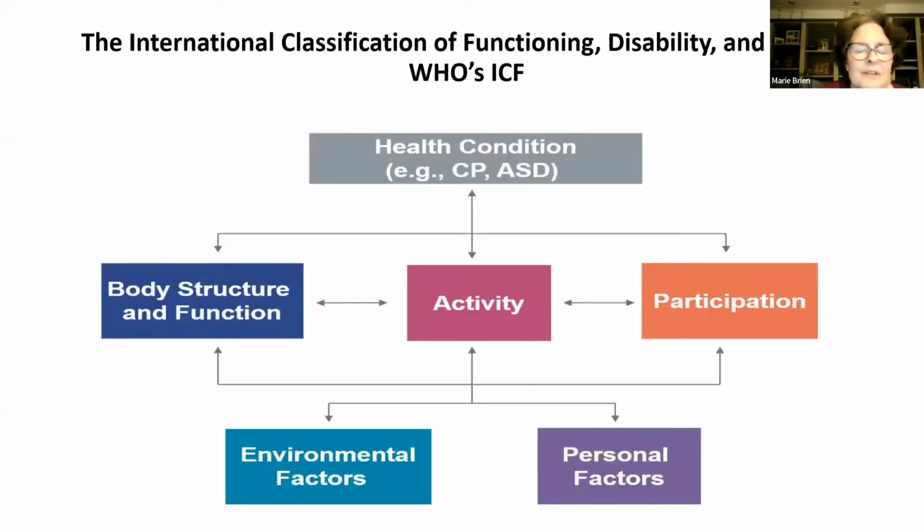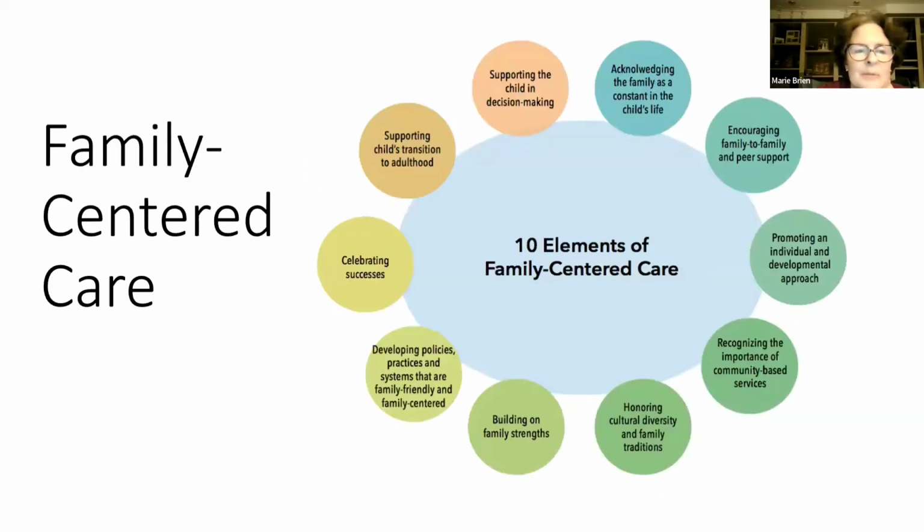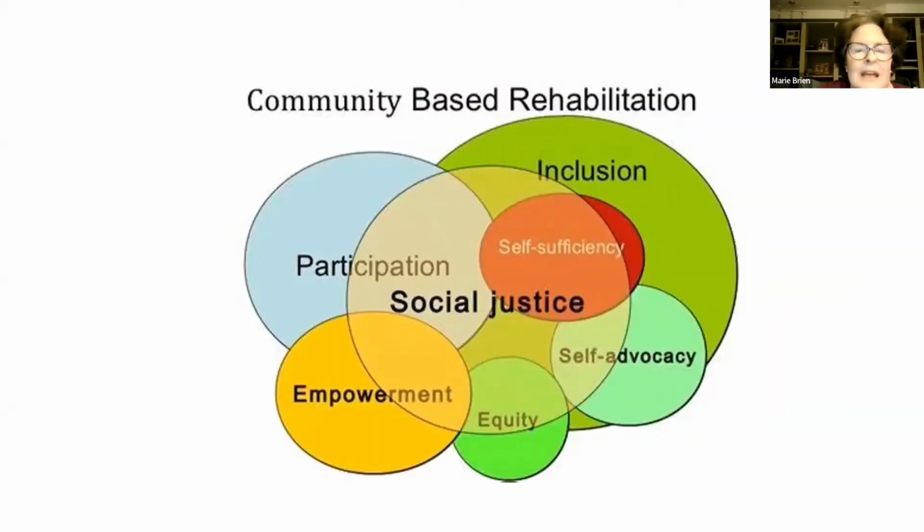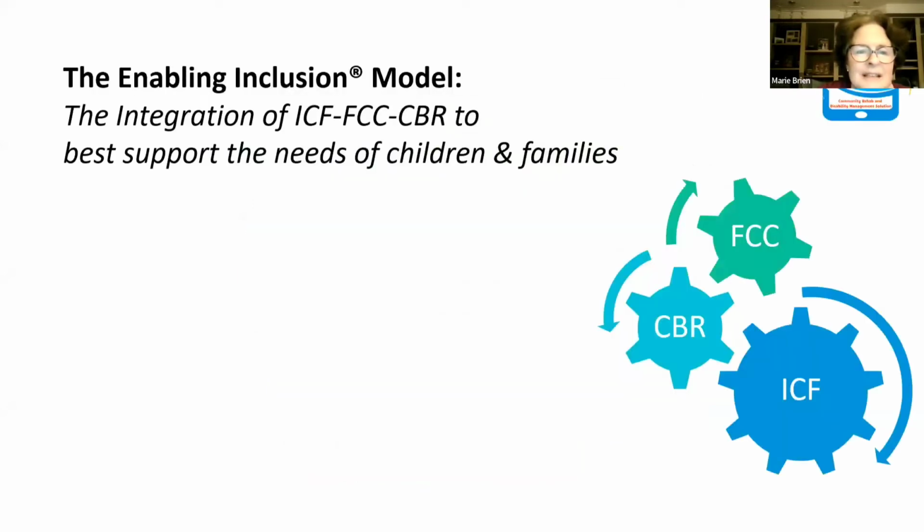So the ICF, which we will cover a bit more in depth, and family-centered care, with all its elements of building on family strengths and acknowledging that the family is a constant in the child's life and needing to support the family as well as the child. And community-based rehab as a strategy to empower the family as well as the community, self-advocacy, inclusion, and participation within their own setting. So those three elements needed to be present.